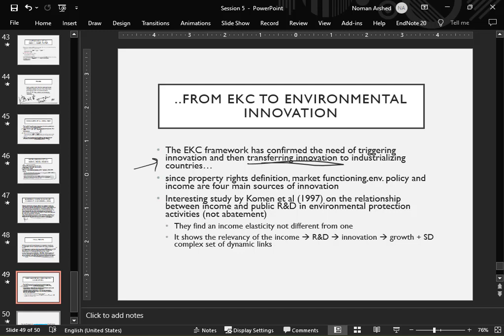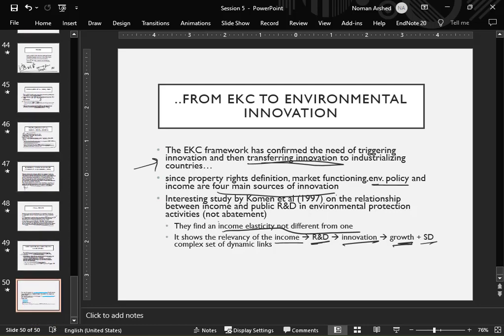Since property right definitions, market functioning, environmental policies, and income are the four main sources of innovation, a study by Komen et al. 1997 on the relationship between income and public R&D in environmental protection activities finds that income elasticity is not different from one, meaning there is no decoupling, it is near to one. It shows the relevance of income: it increases R&D, which increases innovation, which increases growth and sustainable development, and there is a complex linkage.